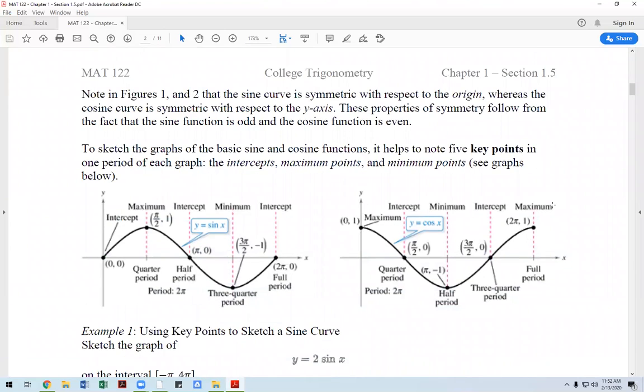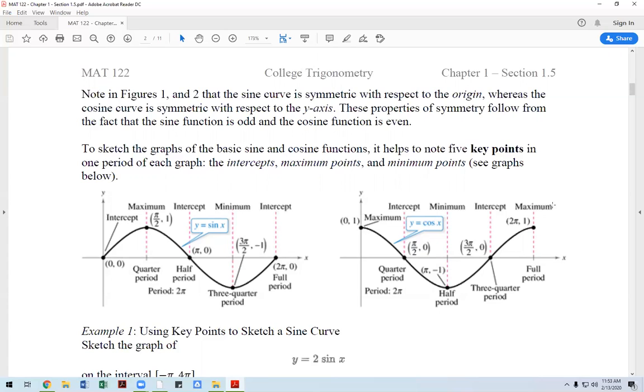And then you can see some other features of these graphs that we're bringing in. For figures 1 and 2, the sine curve is symmetric with respect to the origin, and we know that's true because sine is an odd function, and all odd functions have symmetry with respect to the origin. On the other hand, cosine is an even function, so it should have symmetry with respect to the y-axis. The same thing that we talked about in college algebra, you should be noticing here with your sine and cosine functions.